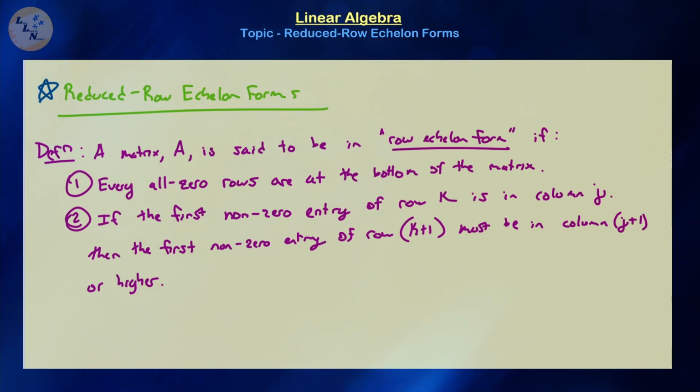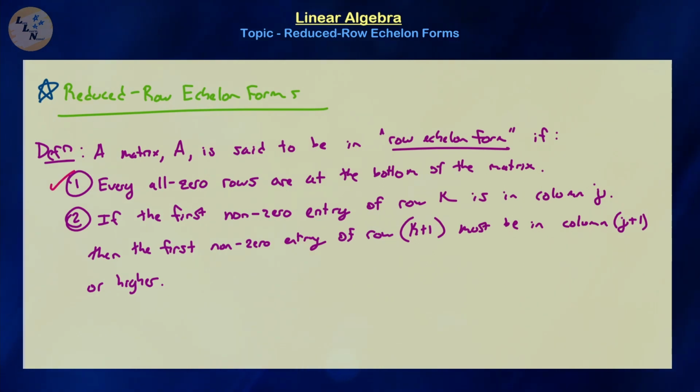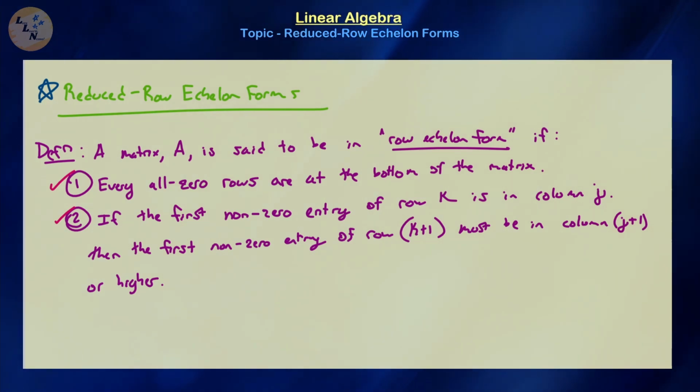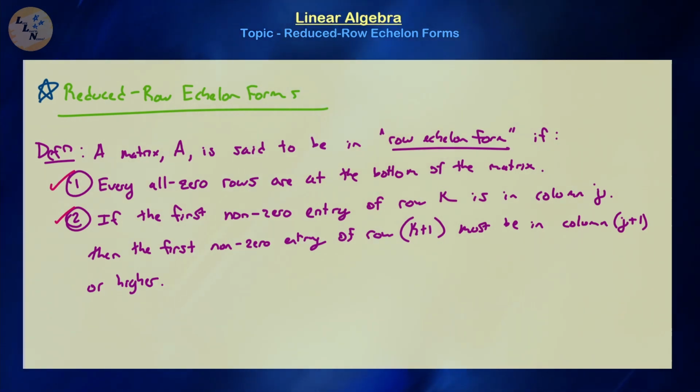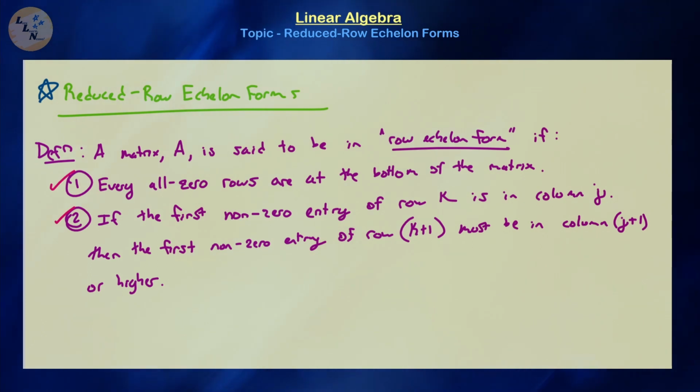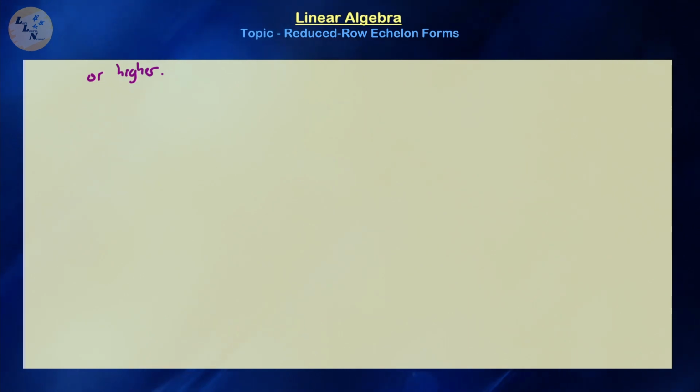So we say that a matrix A is in row echelon form, not reduced, we'll get to that in a moment, but just row echelon form, if two requirements hold for that matrix. One, all zero rows are at the bottom of that particular matrix. Second, if the first non-zero entry of row k is in column j, then the first non-zero entry of the next row must be in a column farther to the right than the column that the preceding row's leading coefficient was in. Let's look at a few matrices and see if these matrices are in row echelon form.